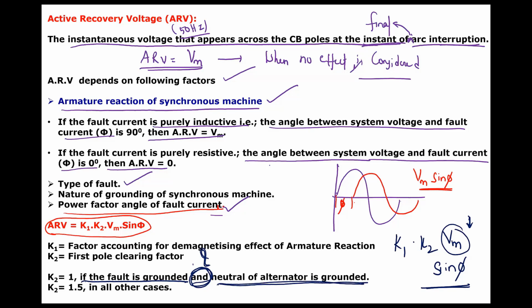If the fault is a grounded fault like LG and LLG and the neutral of the alternator is grounded, then the first pole clearing factor is 1. There is no effect of the first pole clearing factor. It is 1. In all other cases, K2 value will become 1.5. That is, if the neutral of the alternator is not grounded, then K2 value is directly 1.5. Even if it is grounded, but the fault is not grounded, like in case of LL fault, then the first pole clearing factor will be 1.5.